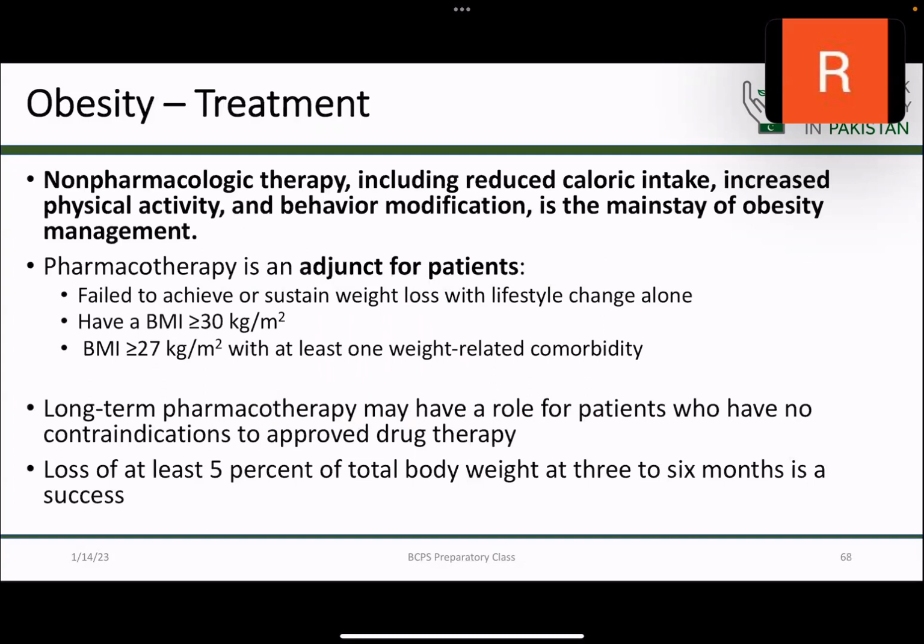Okay, so you can read this from the slides, and even from the workbook, you can read how we classify the patients. So non-pharmacological therapy, including reduced caloric intake, increased physical activity, and behavior modification, is the mainstay of obesity management. But nobody wants to do this. Everyone wants a pill to reduce the weight. So pharmacotherapy is an adjunct for patients who have failed to achieve or sustain weight loss with lifestyle modifications, have a BMI of 30, or have a BMI of more than 27 but have a weight-related comorbidity as well, like diabetes or cardiovascular disease.